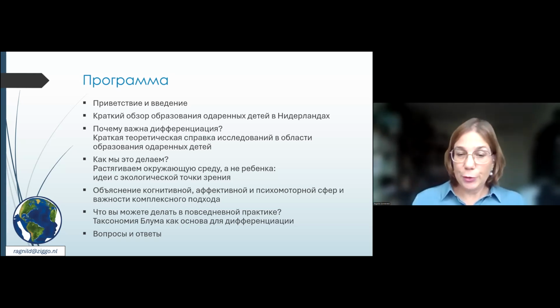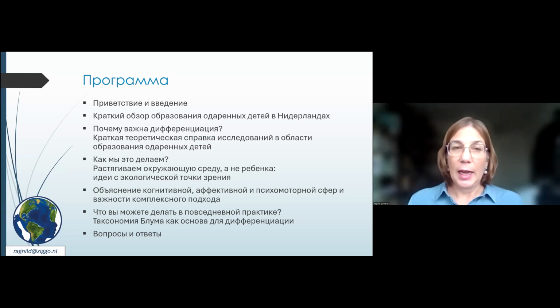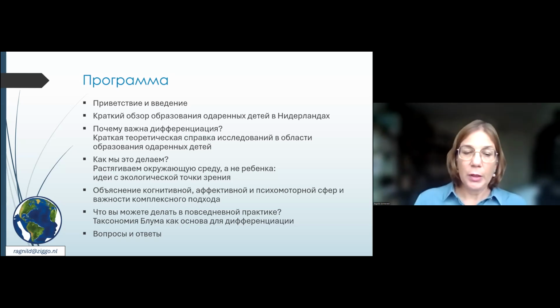Then I will make a step to differentiation and the use of Bloom's taxonomy. So I want to share with you why differentiation is important in the first place, as we look at it from gifted education. And how do you do it? If we know why it's important, then how can you do it? And then I want to talk to you about how you can stretch the environment instead of the child, and use an ecological point of view to illustrate that.